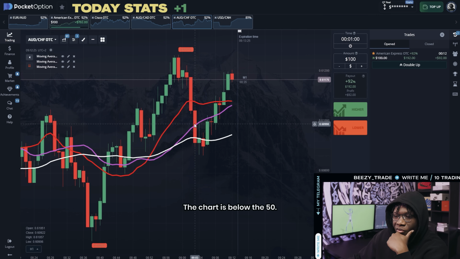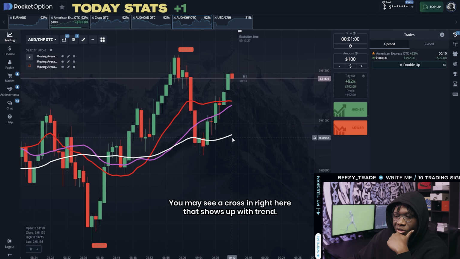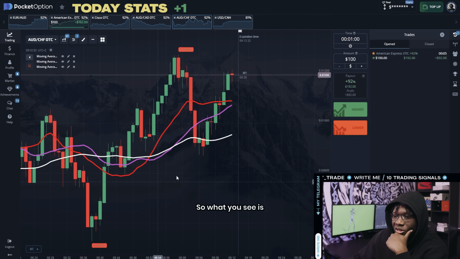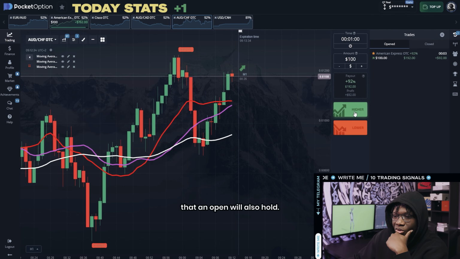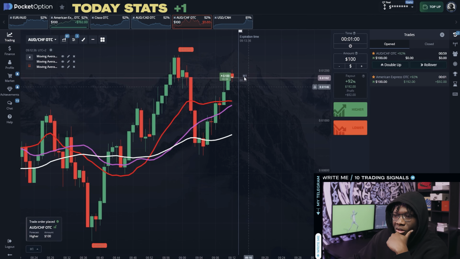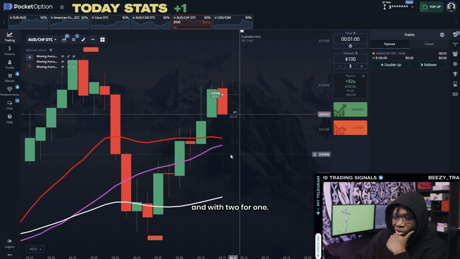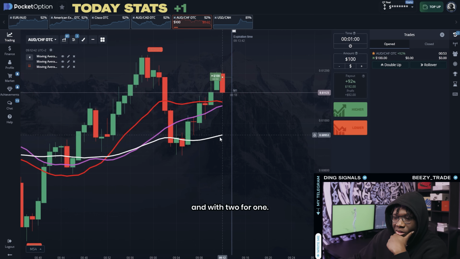And here we see the same. The chart is below the 50 EMA. You see a crossing right here that shows an upward trend. So it just seems like a no-brainer to also call. So we won our second trade using this. And we're 2 for 1.